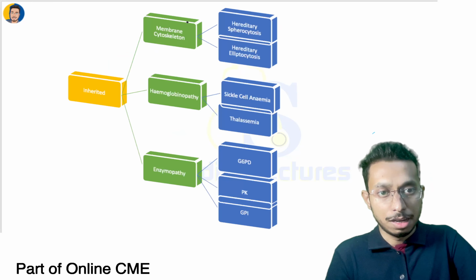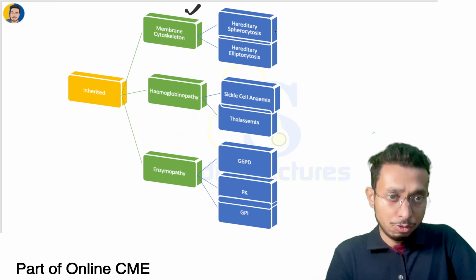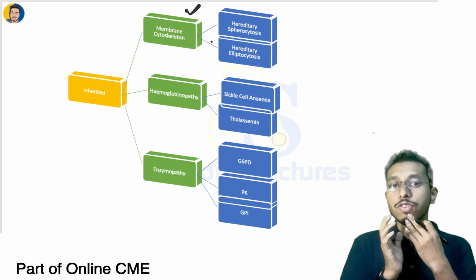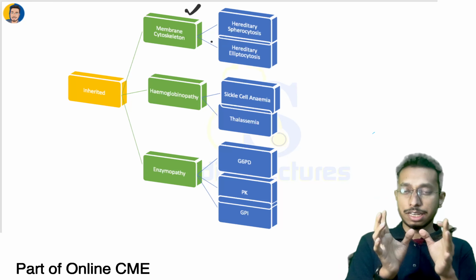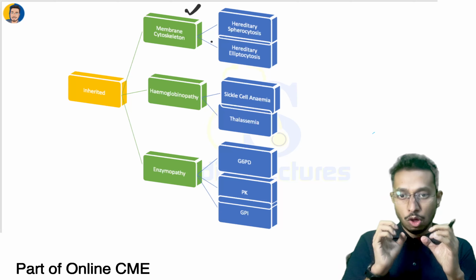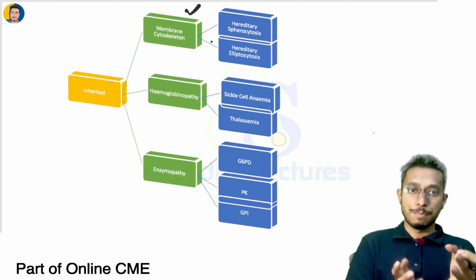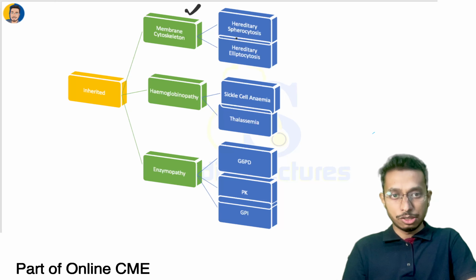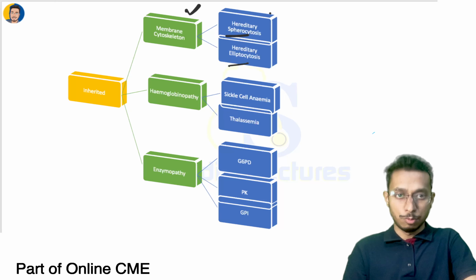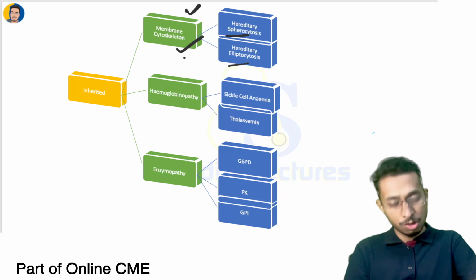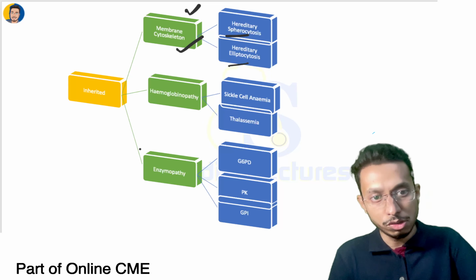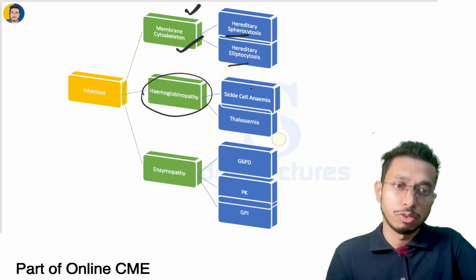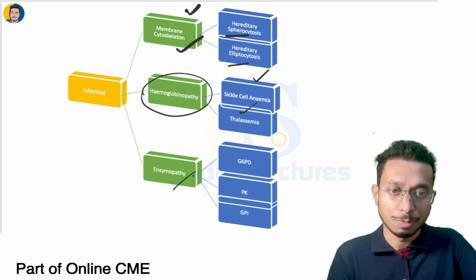So if you check these inherited causes, this is the order. The defect can be at the level of the membrane cytoskeleton. If there is a defect in the cytoskeleton, the normal structure of the RBC gets hampered and results in a different shape of the RBC, such as spherical or ellipsoid shape. These are the most common ones in membrane cytoskeletal defects, although there are other varieties also. There can be hemoglobinopathy like sickle cell anemia and thalassemia, and enzymopathy.